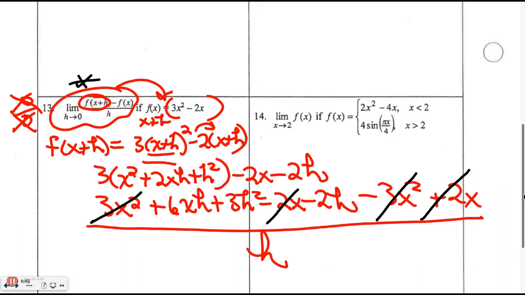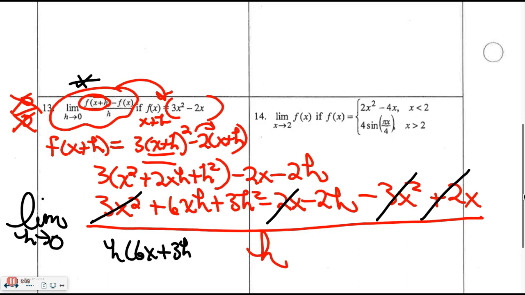Do you see how everything left has an h in it? Guess what I'll do with the h? What am I going to do with the h on the top? Factor it out so I can cancel it. Yeah, so I would do a rewrite, and it's getting long here, but I'd factor that h out, and I'd have 6x plus 3h minus 2, right? So I'm just factoring an h out, an h out, an h out. It's all over h. I will cancel.